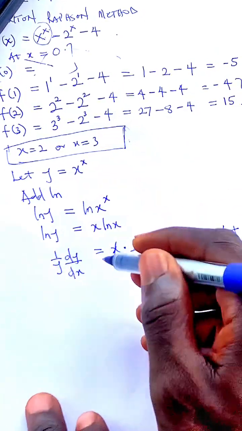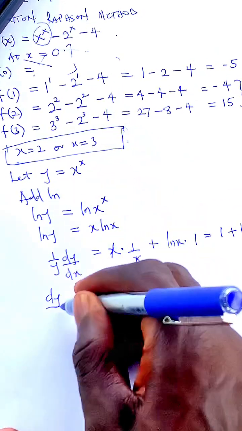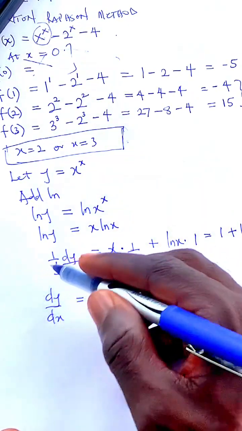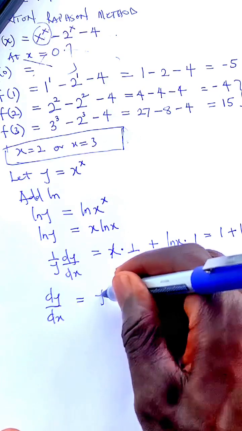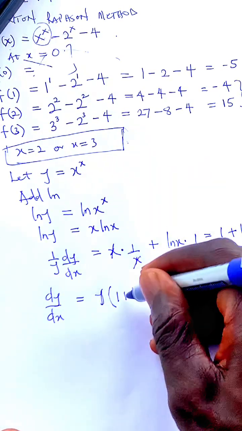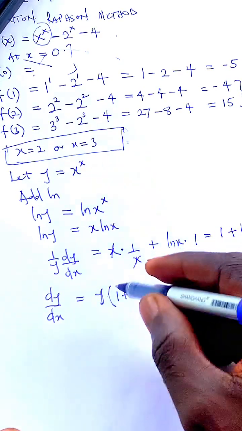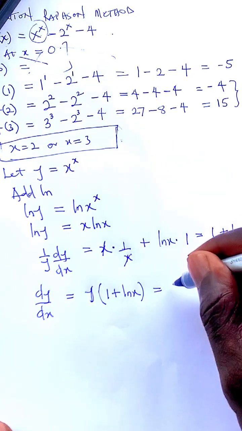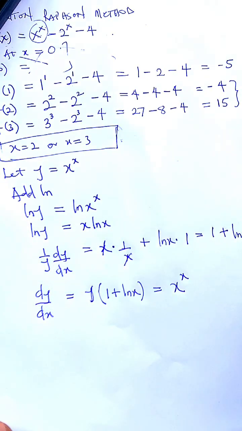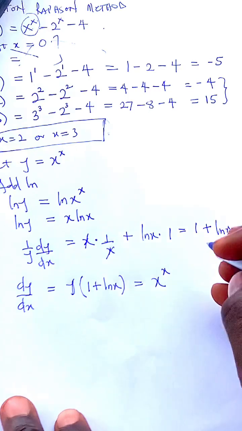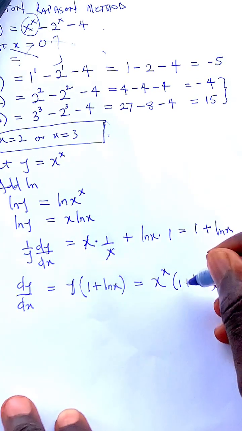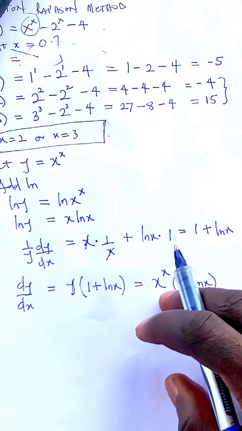So dy all over dx is equal to, move this y to the other side, you will have y into 1 plus ln x. And what is y? y is x to power x, which is this. x to power x into 1 plus ln x. Here is the first one.